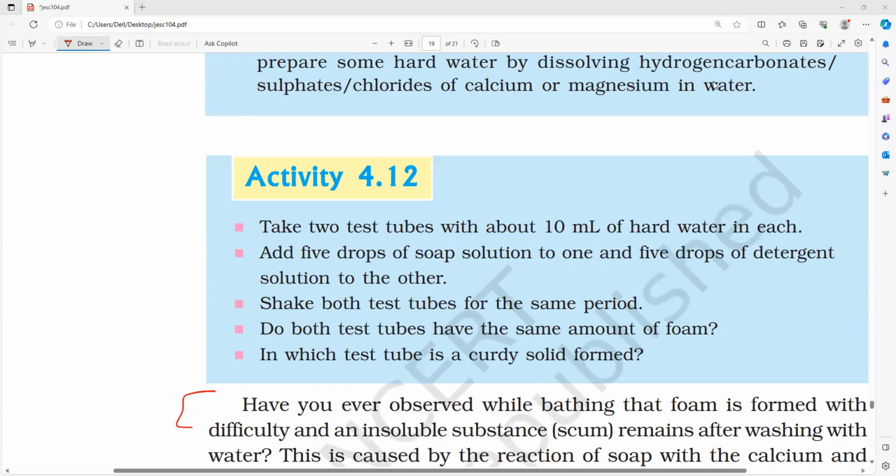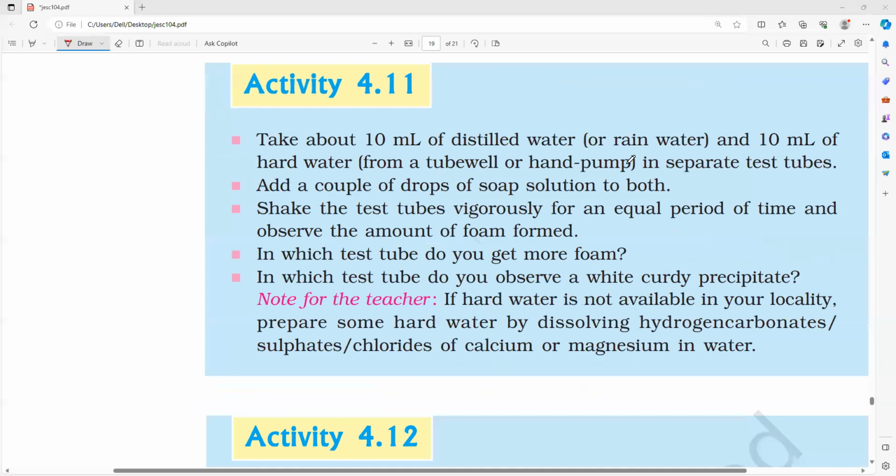In yesterday's class, we studied that soaps do not give good results with hard water, like tube well or hand pump water. Hard water contains salts of bicarbonates, sulfates and chlorides of calcium and magnesium. Is it right, everyone? They contain sulfates, SO4, and chlorides, Cl2, of calcium and magnesium.